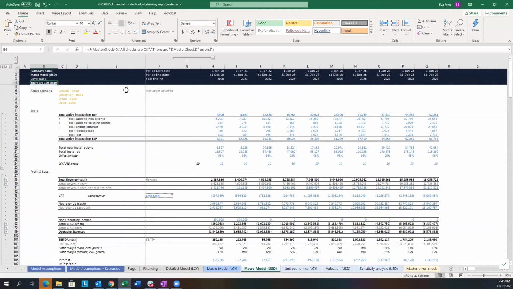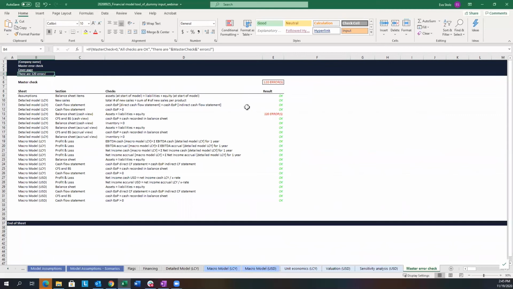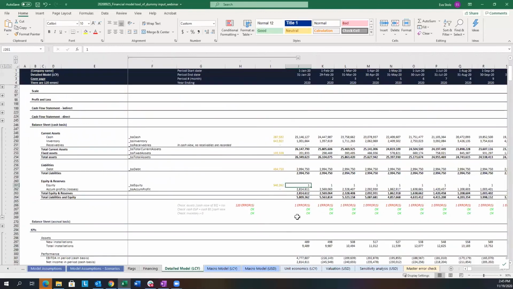And now it would take a lot of time to find out where this error is. But because I have this master error check sheet, I can go to the master error check sheet and I can see, okay, so there's this 120 errors, and this is because on the balance sheet, the cash view of it, the assets are not equal to the liabilities and equity. So I go back and I see immediately that something's wrong here. So now I can just revert it.